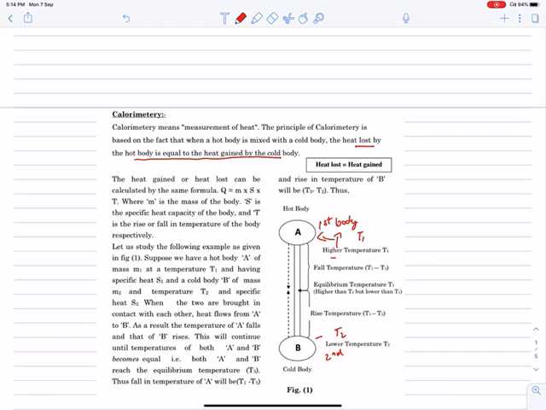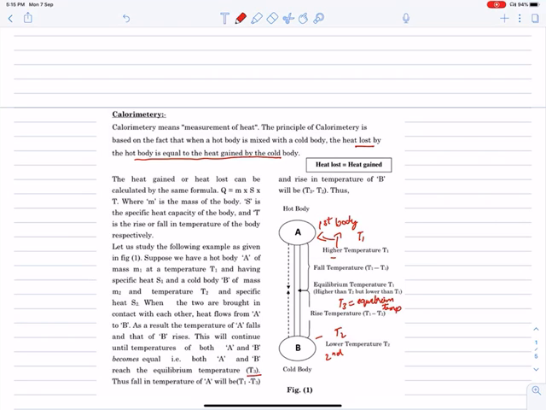Now I told you that the principle is heat lost is equal to heat gained. Now they will keep passing heat from one body to the other until they come to equilibrium, until they reach an equilibrium temperature, which we will call T3. T3 is equal to the equilibrium temperature.